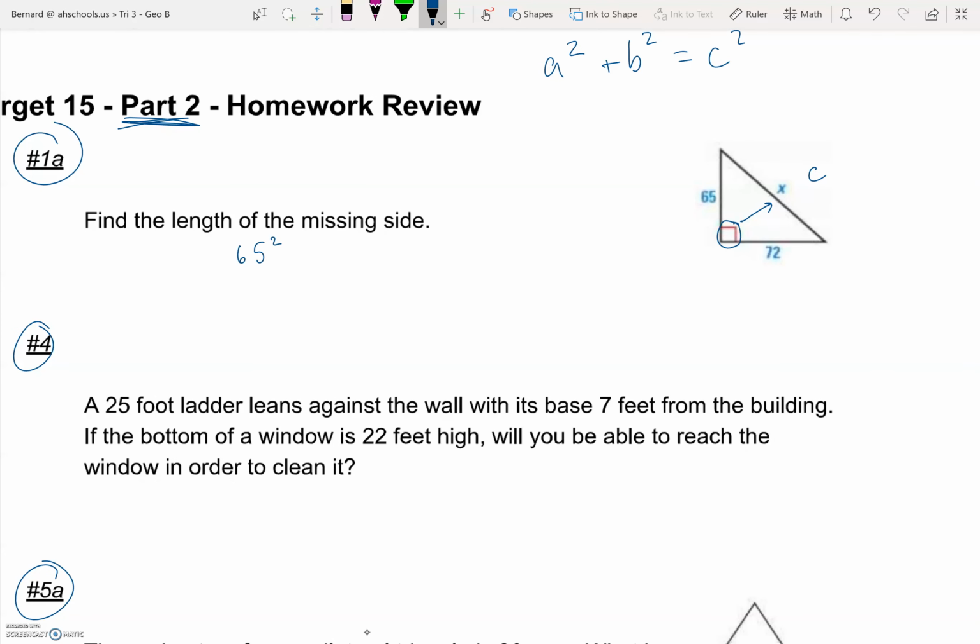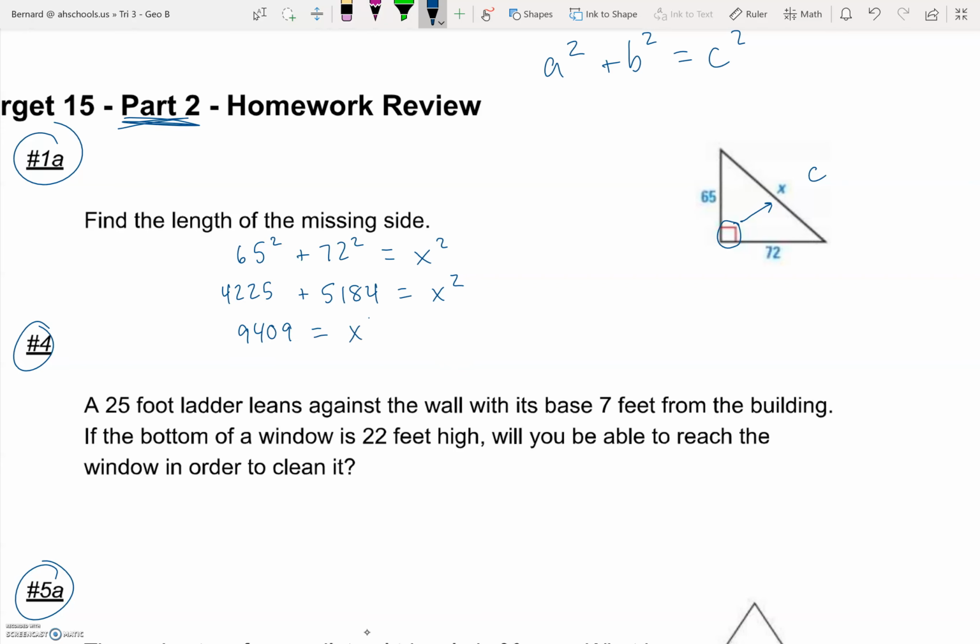So 65 squared plus 72 squared is going to equal x squared, right? A squared plus b squared equals c squared. And so square those two, do the exponents first. So 4,225 plus 72 squared is 5,184 equals x squared still. Add those together, that's a big number, 9,409.